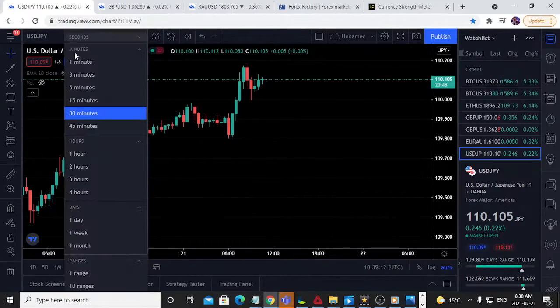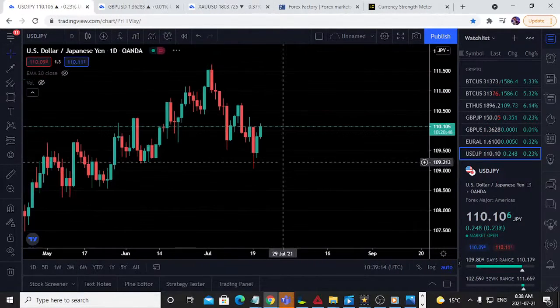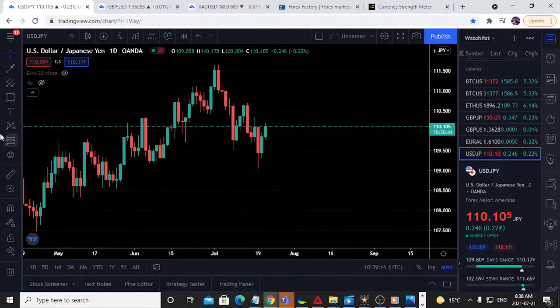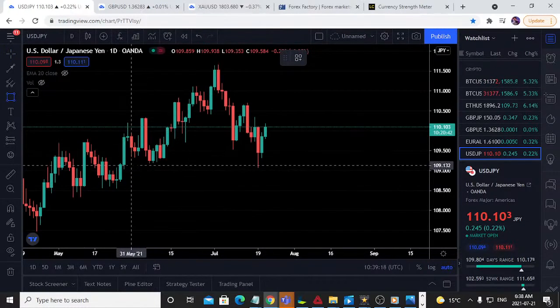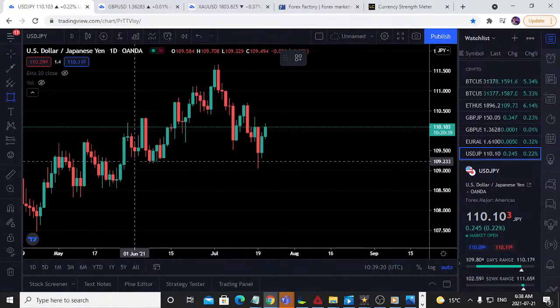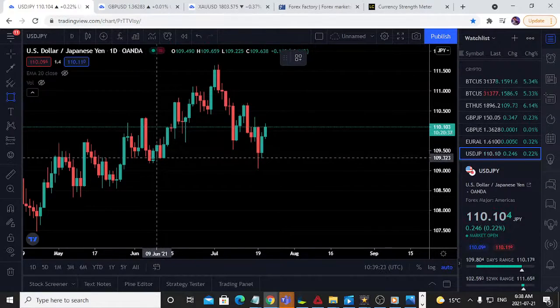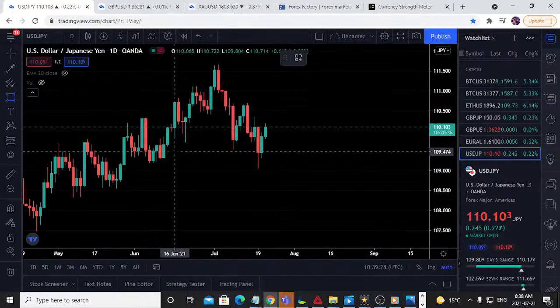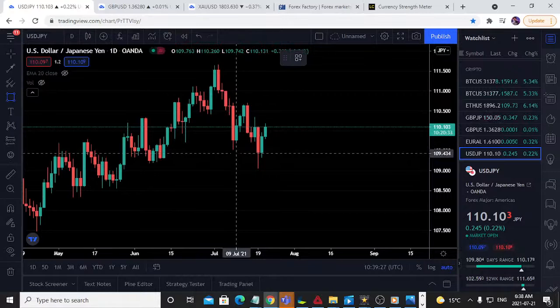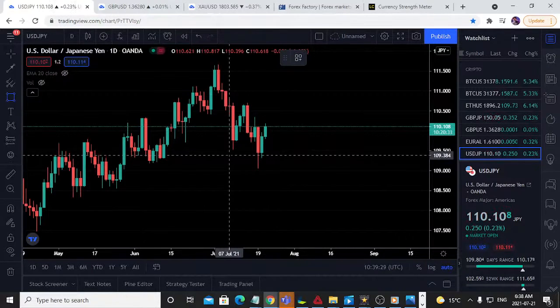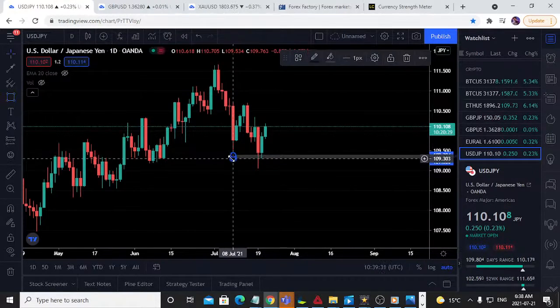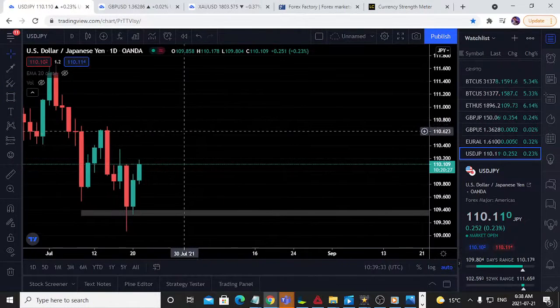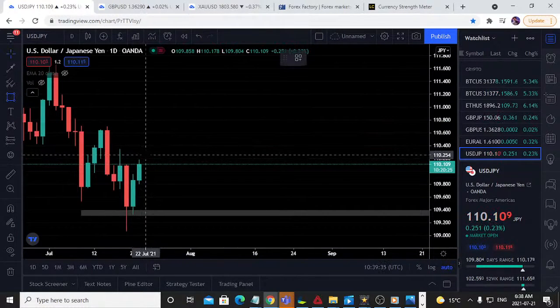Let's see. Let's start from the higher time frames. On the daily, it looks like we got to this level of support here and rejected that area. So I'll say that this is some level of support that was reached on the higher time frames. Price looks like it wants to come up to this wick right here.